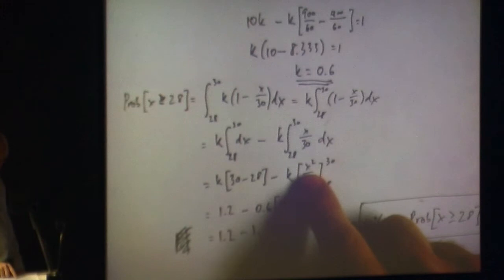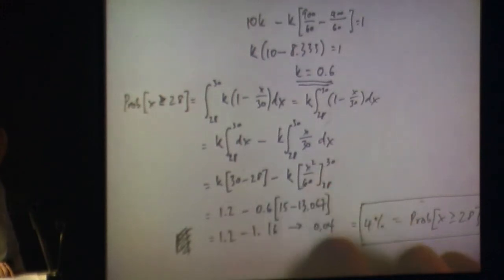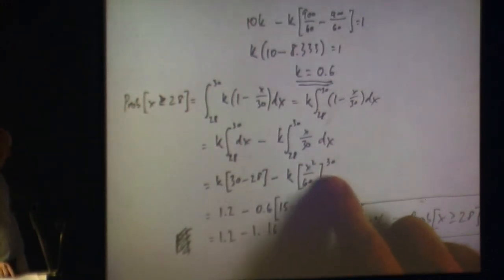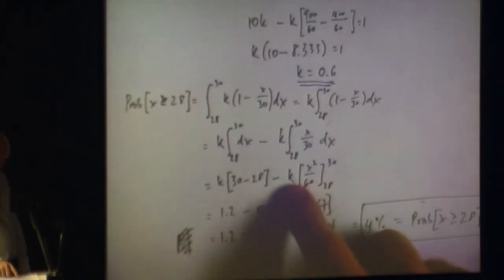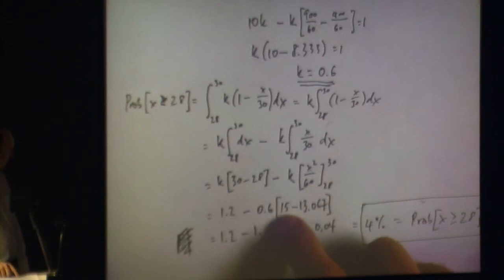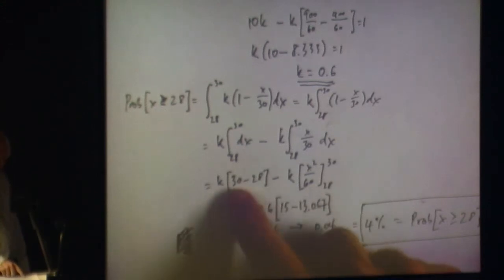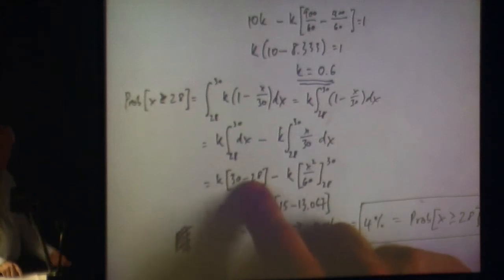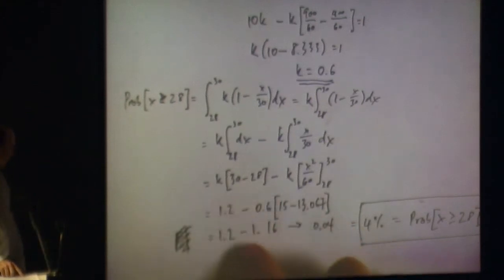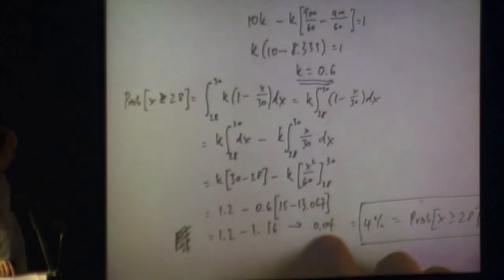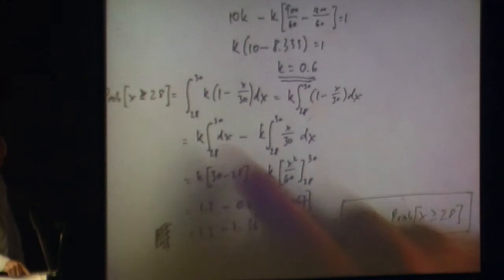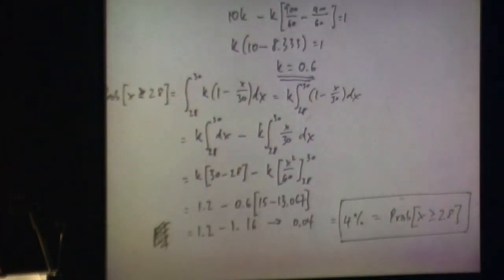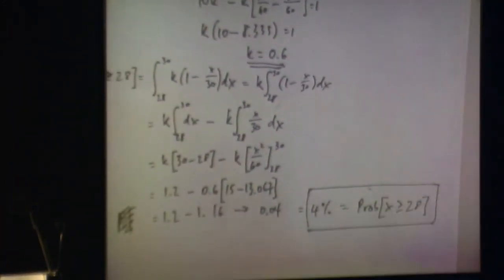So 30 squared divided by 60 gives you 15, and 28 squared divided by 60 gives you 13.067. So we've got 0.6, the value of k, times (15 minus 13.067), which gives you 1.16. And over here we've got k times 2, 0.6 times 2 is 1.2. So you take that minus that and it gives you 0.04, which is 4%. So the probability that x is greater than or equal to 28 is 4%.